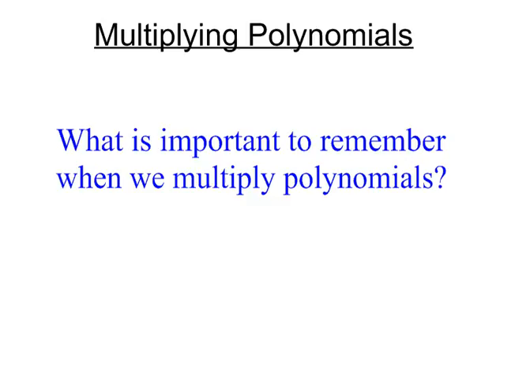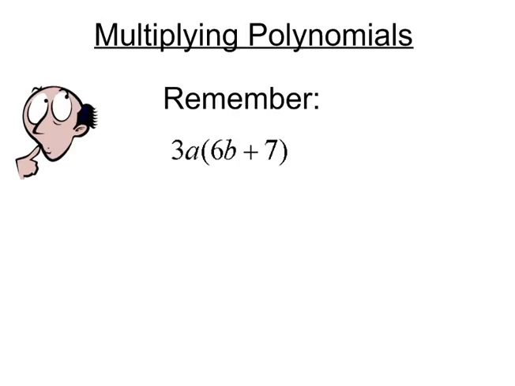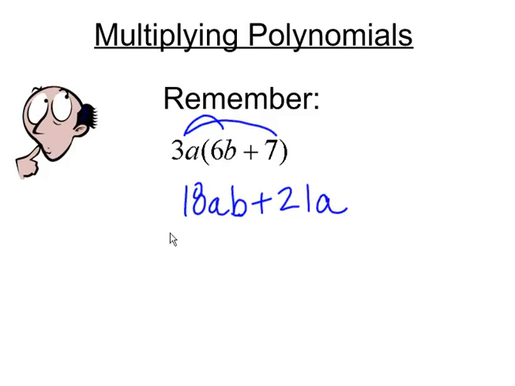Multiplying polynomials. What is important to remember when we multiply polynomials? Well, first we need to remember about the distributive property. If we take 3a and multiply it times 6b, we'll get 18ab. And we have to remember that we not only multiply the first term, but we have to multiply the second term as well. So 3 times 7 is a positive 21, and then an a comes with us. We notice that we're multiplying numbers and collecting variables.